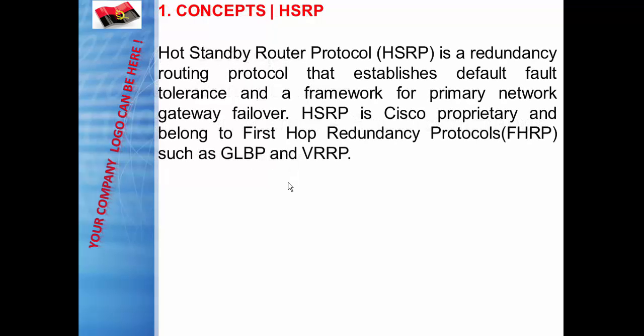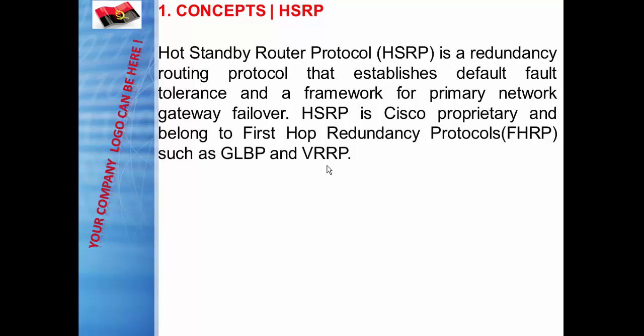So let's continue. Let's talk about HSRP. It is a protocol that allows us to establish default gateway fault tolerance in a network. It's also worth saying that this protocol belongs to Cisco, and HSRP is part of the first hop redundancy protocols, along with GLBP and VRRP.